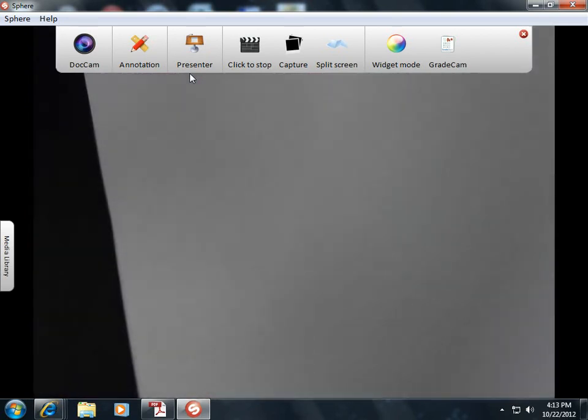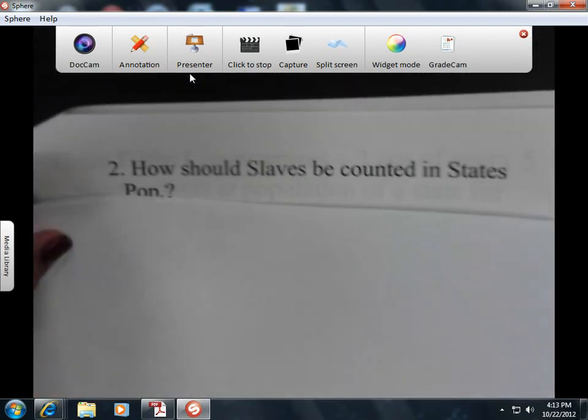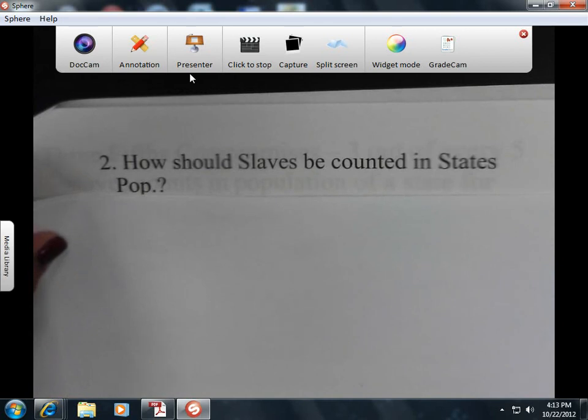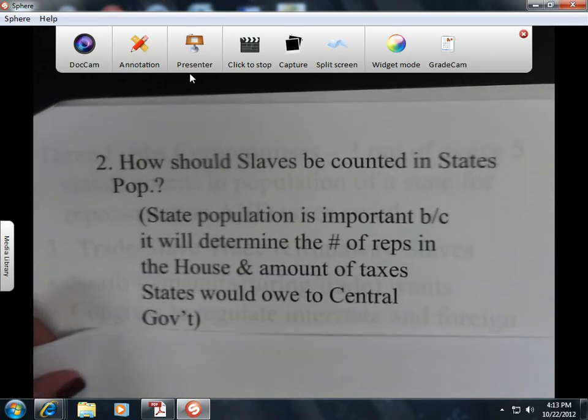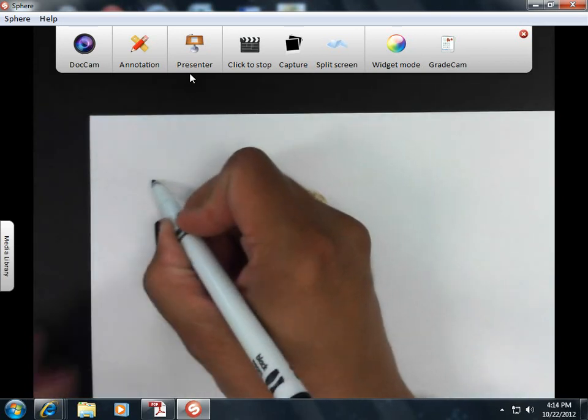Now, this next compromise really didn't have to do with small versus large state. What it had to do with is this major question on, we've got all this population. How should slaves be counted in the population? You know, states' population is important because it will determine the number of representatives in the House and the amount of taxes states would owe to the central government. That's why this question is kind of important. How should slaves be counted in this population? So instead of a large versus small state issue, what it became, honestly, is a North versus South issue.